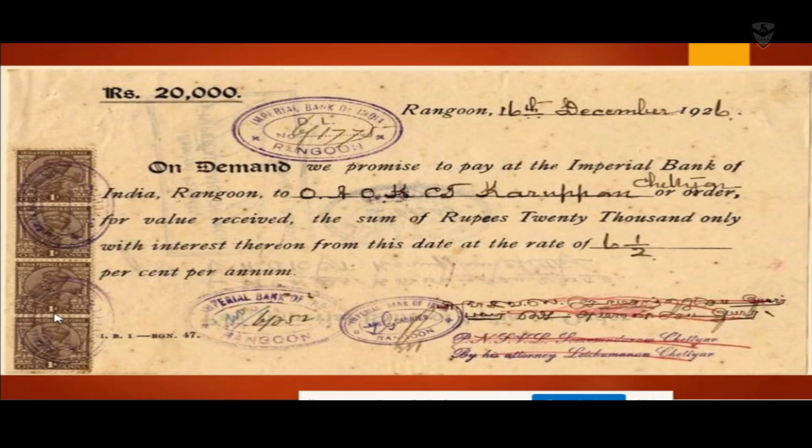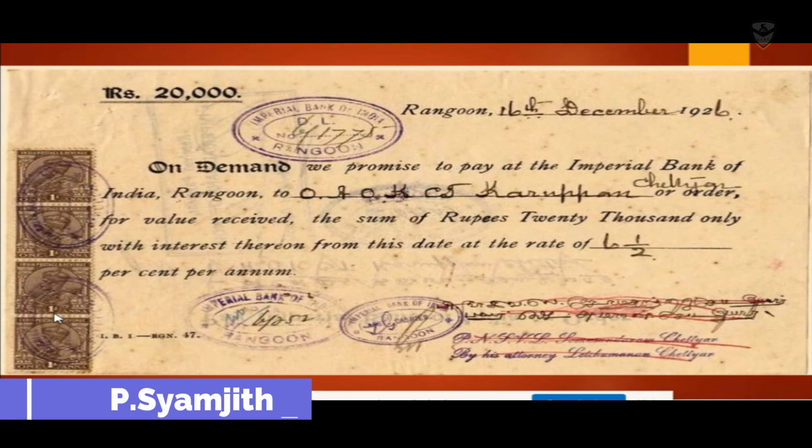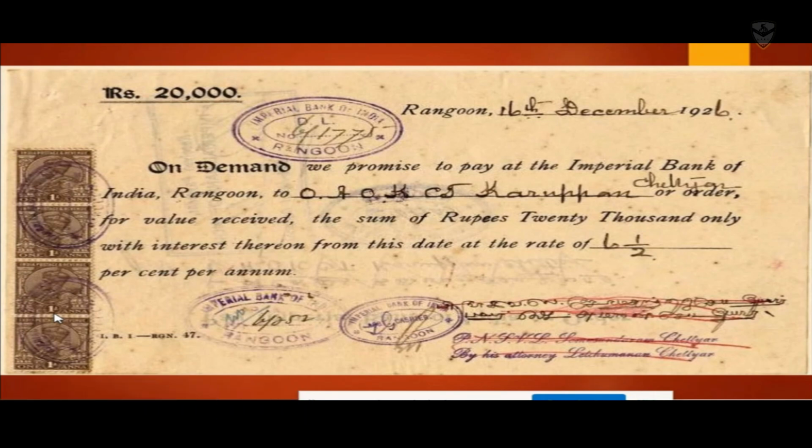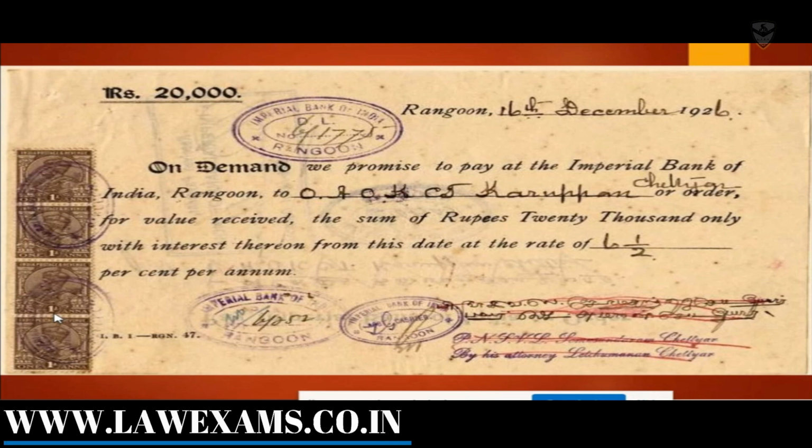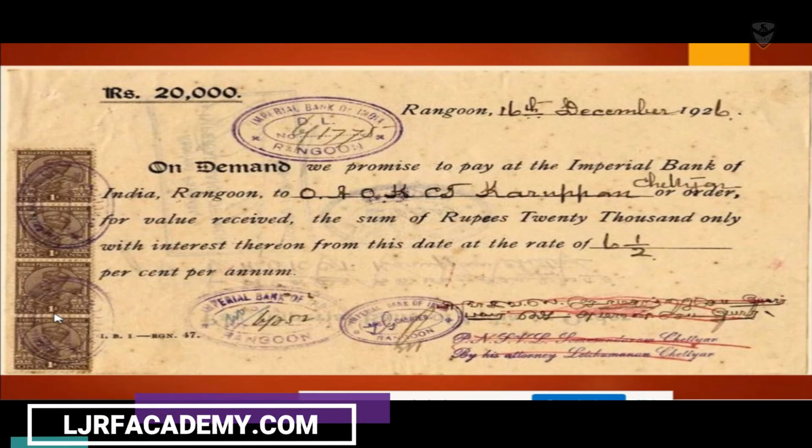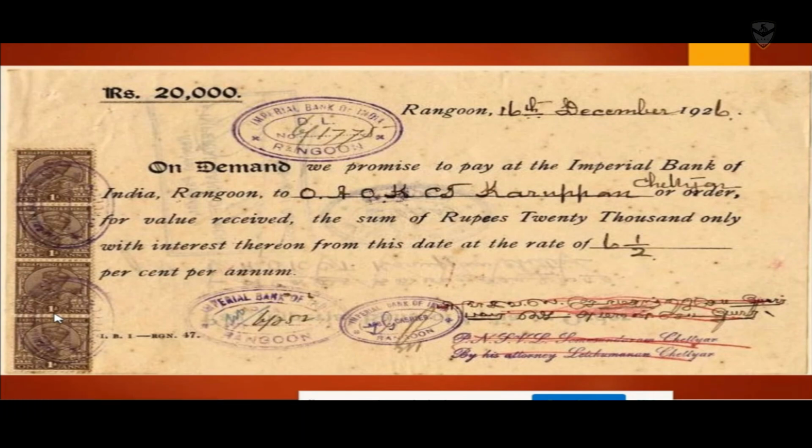It says that on demand we promise to pay at the Imperial Bank of India, Rangoon, for valid receipt the sum of rupees 22,000 only with interest thereon from this date at the rate of 6.5% per annum. So this is an undertaking that he will pay the sum with interest at the rate of 6.5% on the day on which this instrument is produced. This is dated 16 December 1926. So this is a promise to pay a certain sum of money on a particular date or the day on which the instrument is produced, and that day the money will be paid.